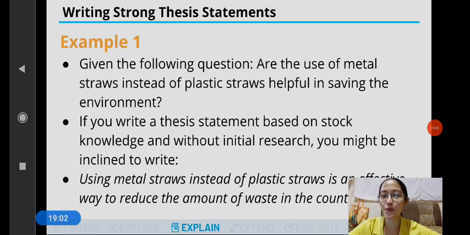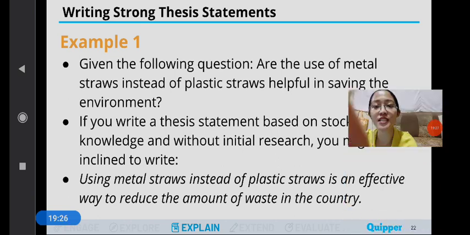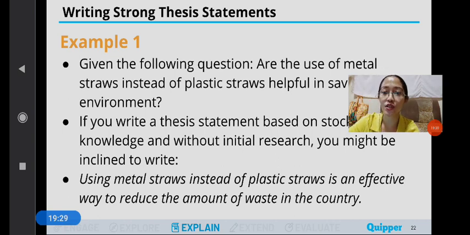Let's talk about another example. Given the following question: are the use of metal straws instead of plastic straws helpful in saving the environment? If you write a thesis statement based on stock knowledge or only your previous knowledge, without initial or thorough research, you might be inclined to write: using metal straws instead of plastic straws is an effective way to reduce the amount of waste in the country. It's a very simple thesis statement. Why? Because it lacks specific details or elaborate details on your claims.